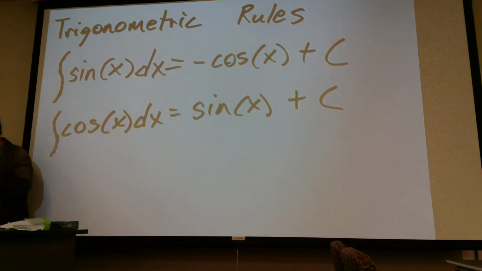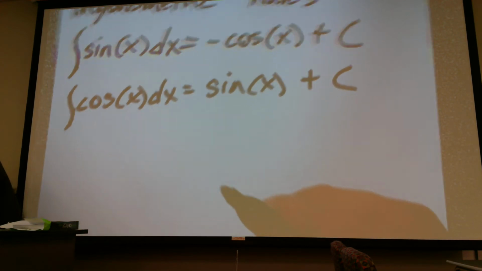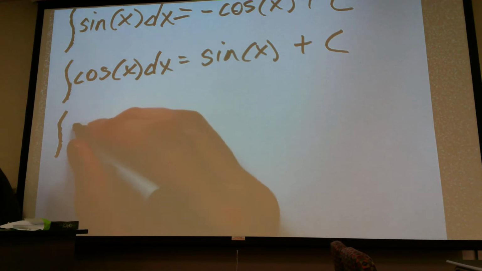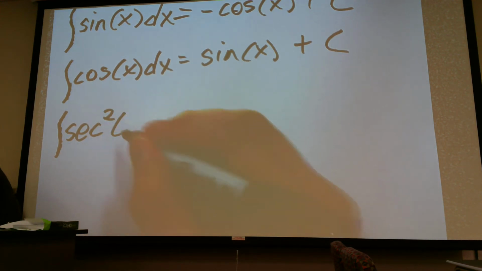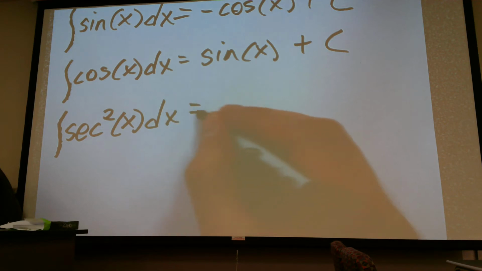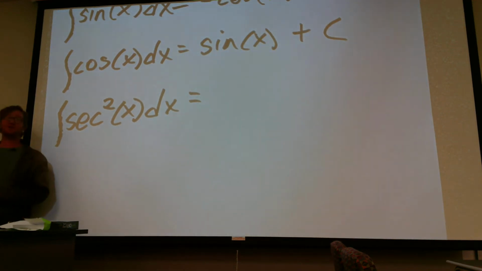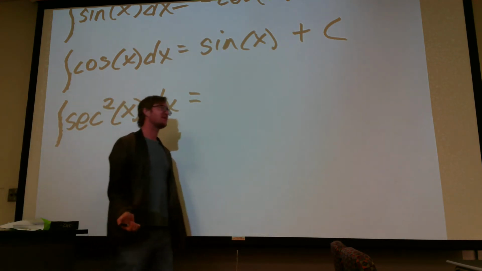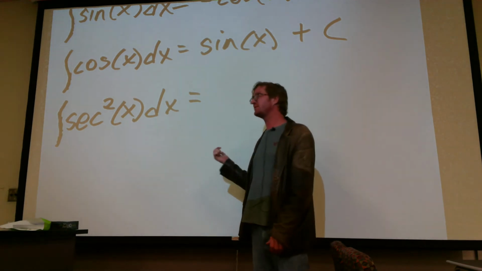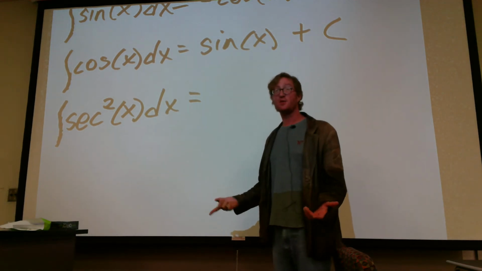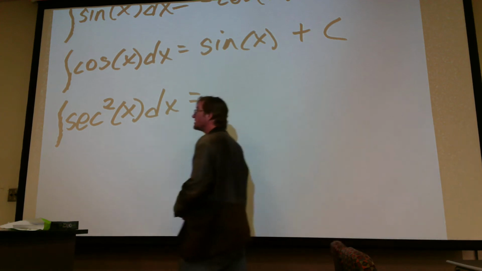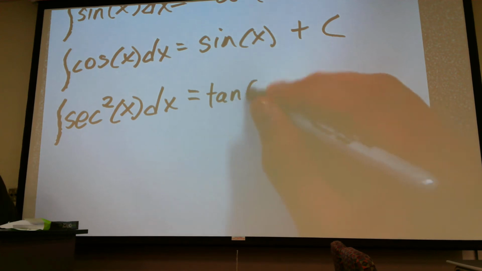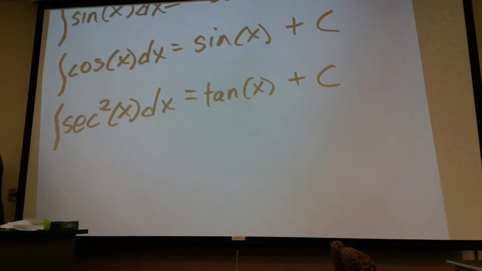So let's say the integral of secant squared of x with respect to x. Okay. So whenever you're thinking about this problem, what you really want to think about is, if I took a derivative of something, what could I take the derivative of that would give me secant squared? Well, the derivative of tangent is secant squared. So the integral of secant squared is tangent.